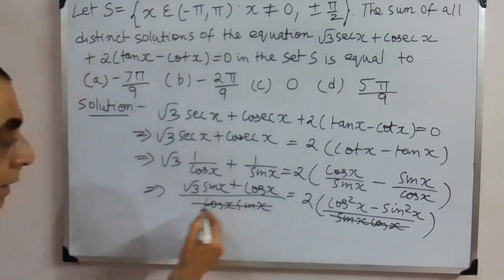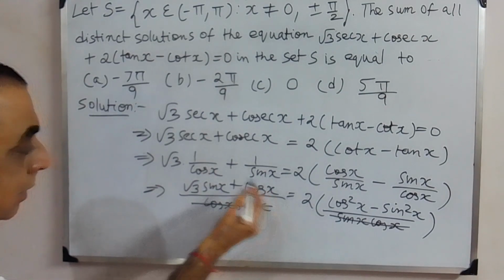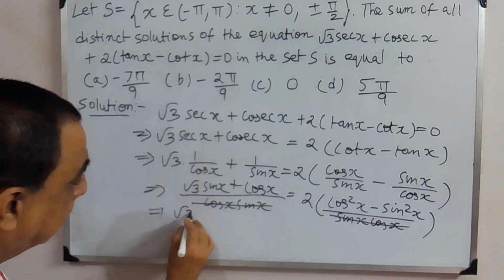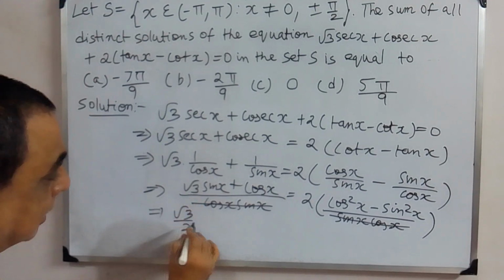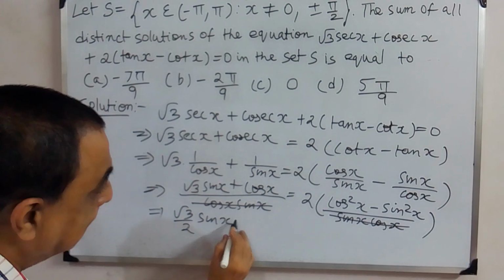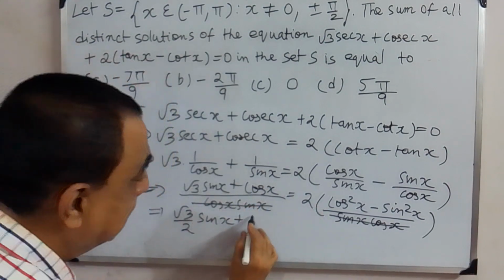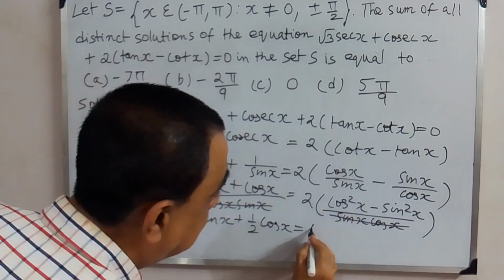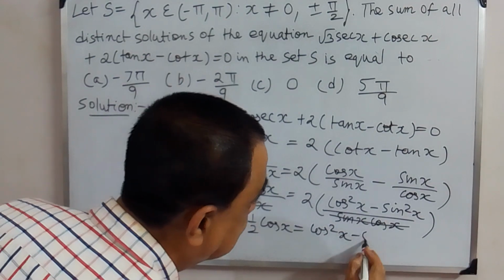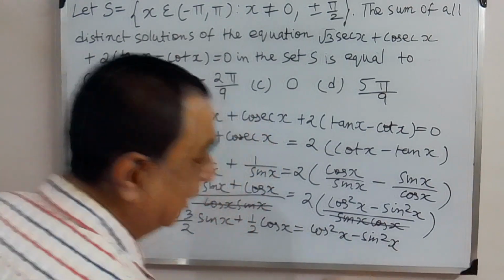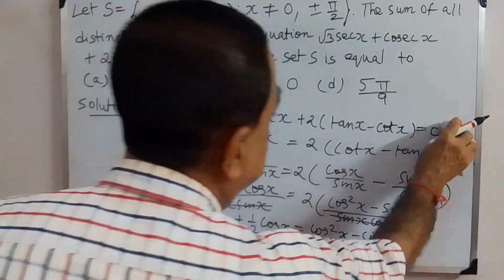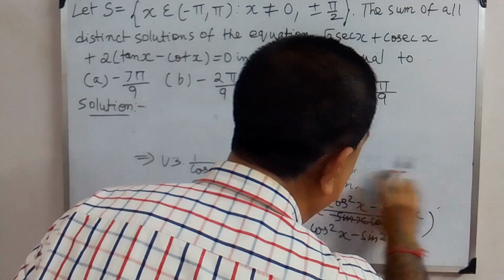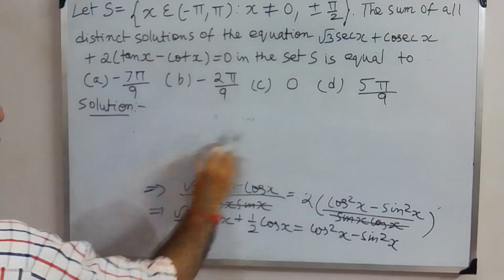So here I am bringing 2 this side. So 2 is multiplied here. When it comes this side, it will become divided. So this will become root 3 divided by 2 into sin x plus 1 divided by 2 cos x, and this will be cos squared x minus sin squared x. Clear? Now see here.